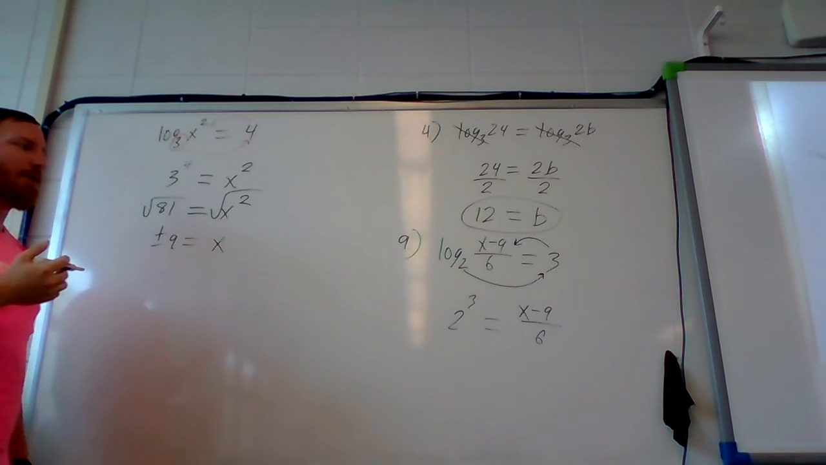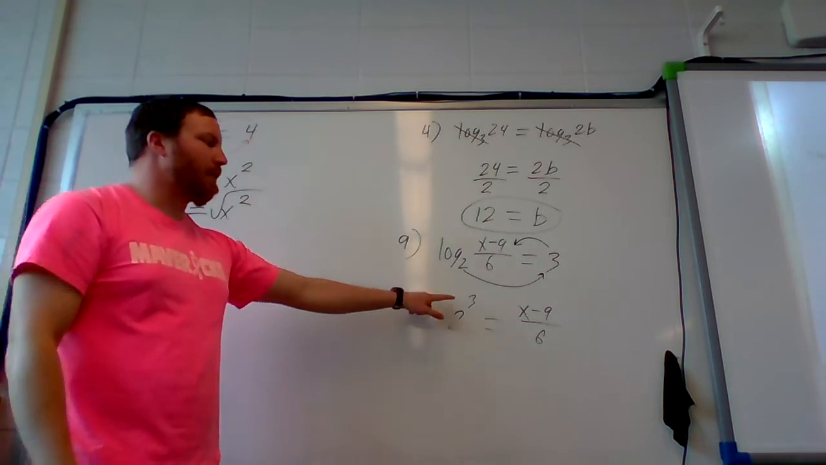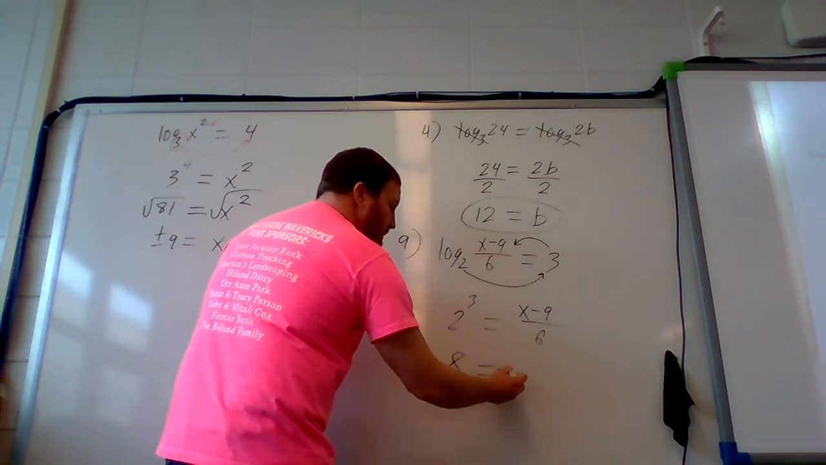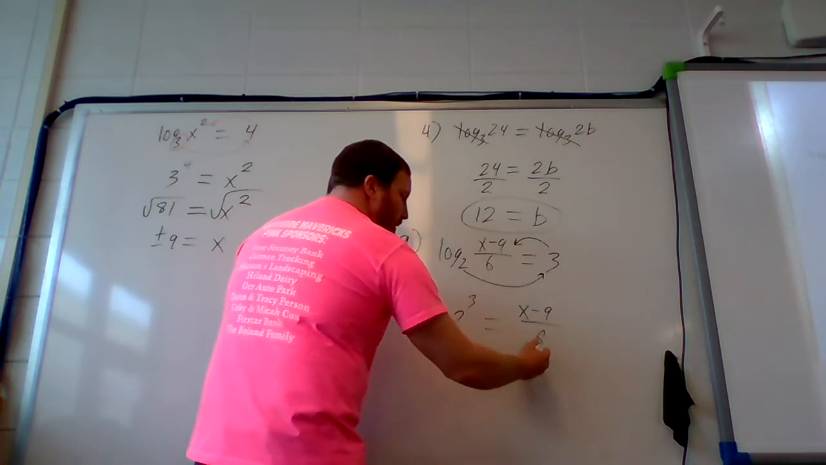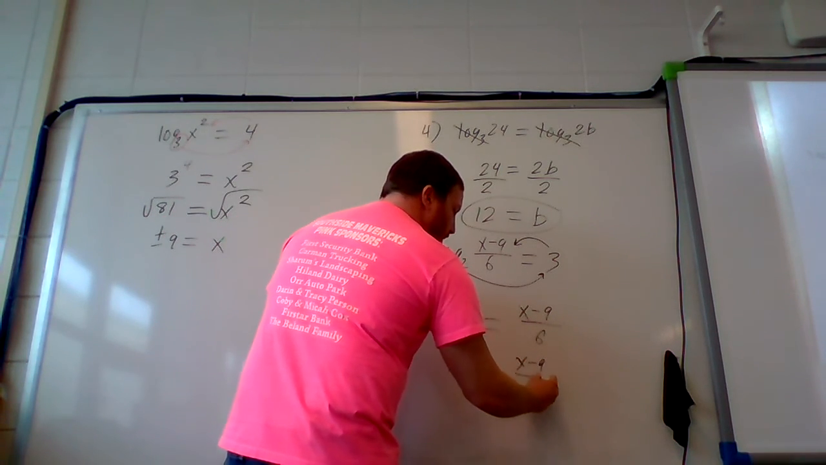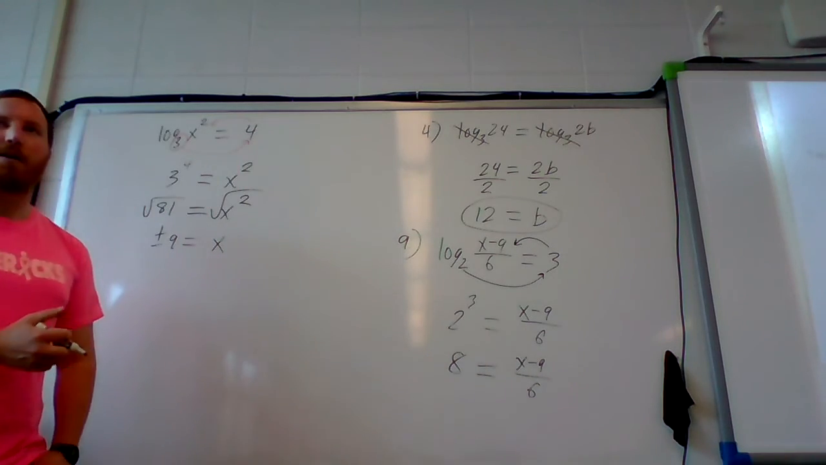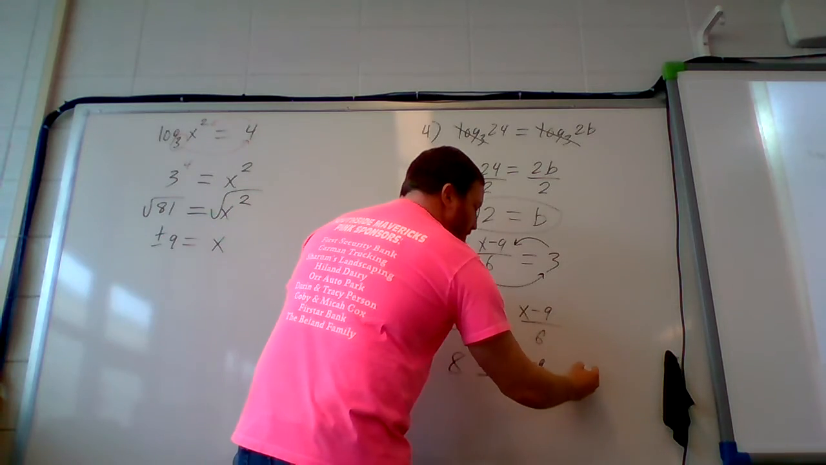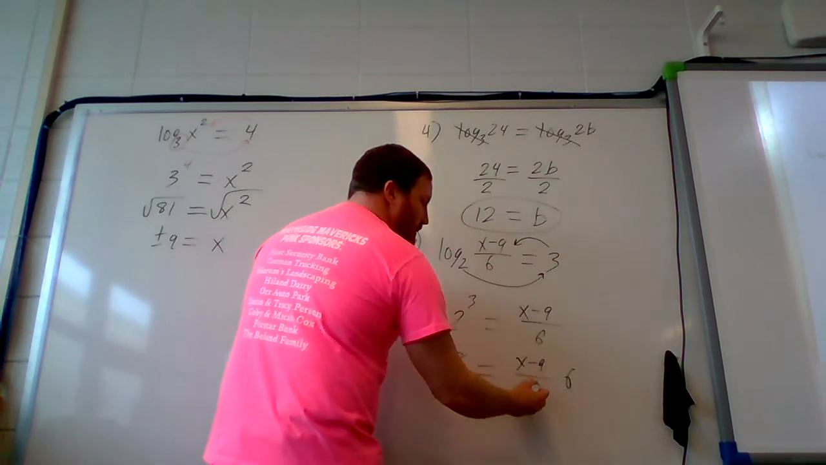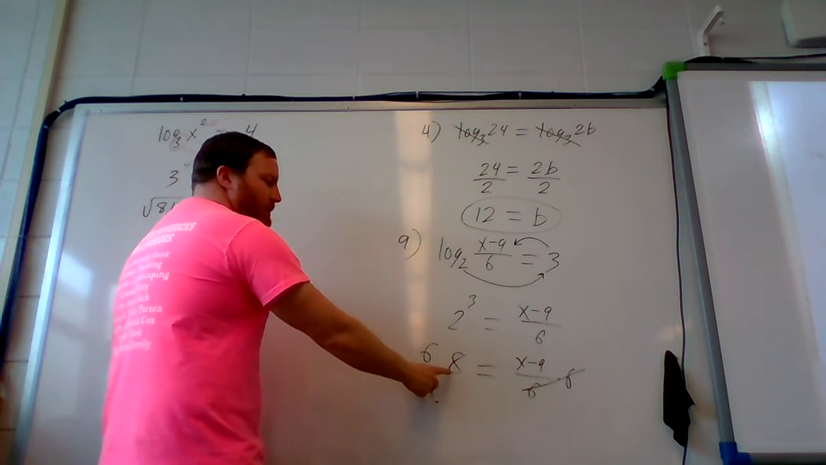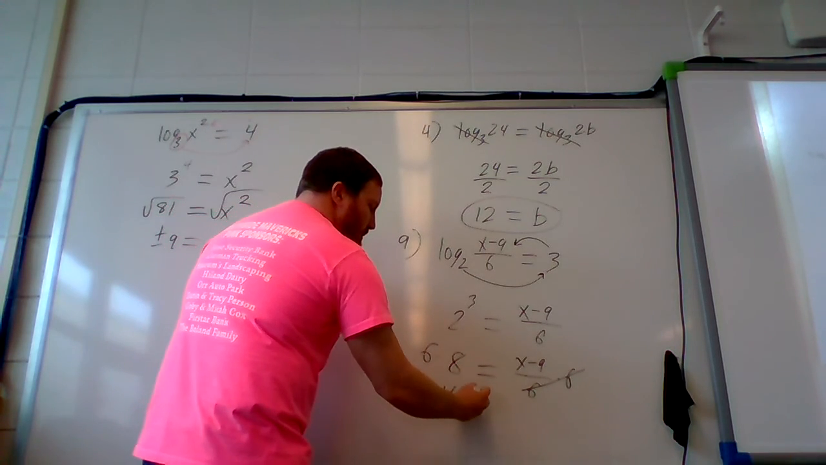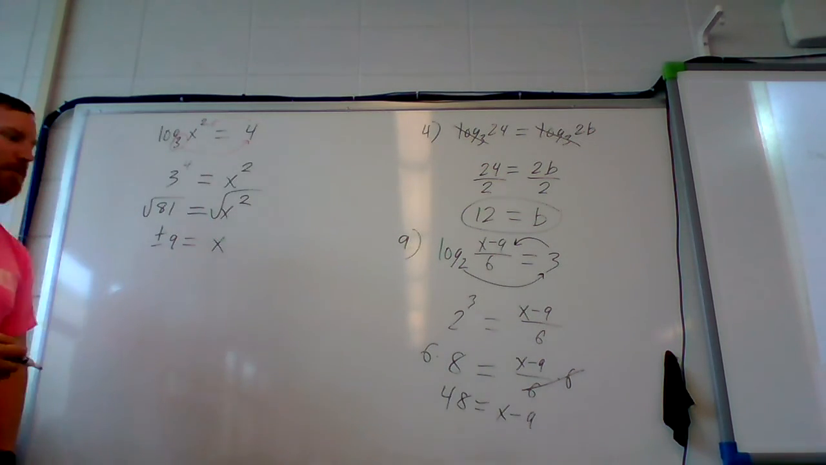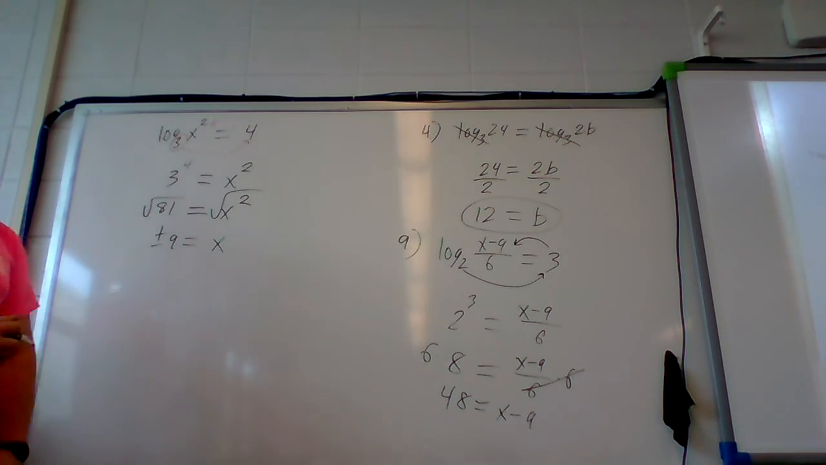So then how are we going to solve that from there? What does 2 to the third power get us? 8. So we got x minus 9 over 6. How do we get rid of our 6 in the denominator? Multiply both sides by 6. That cancels out the 6 there. So 6 times 8 is 48 equals x minus 9.